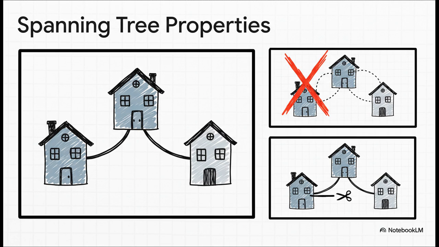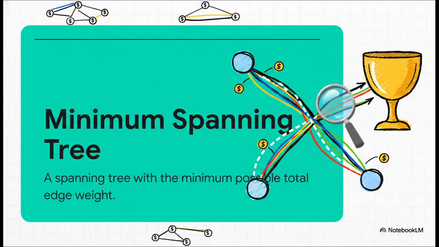It's beautiful. So if you have, say, a bunch of houses, let's just call that number V for vertices, you need exactly V-1 cables to connect them all. No more, no less. If you add even one more cable, you create a wasteful loop. And if you have one less, well, someone's getting left off the network. Simple as that.